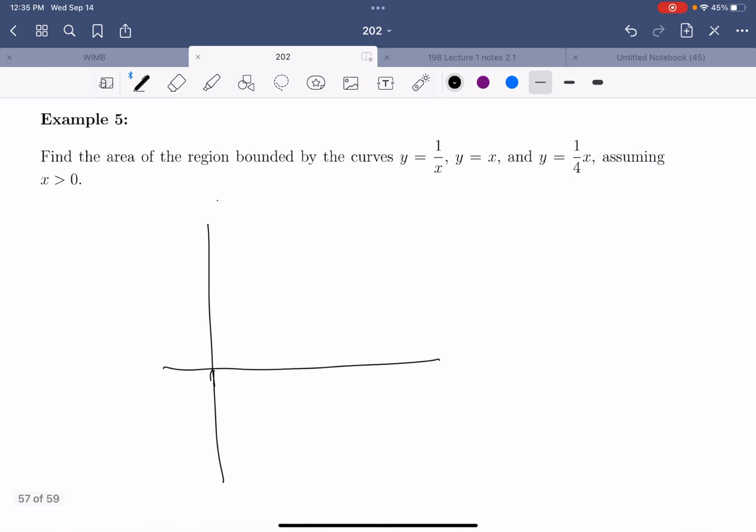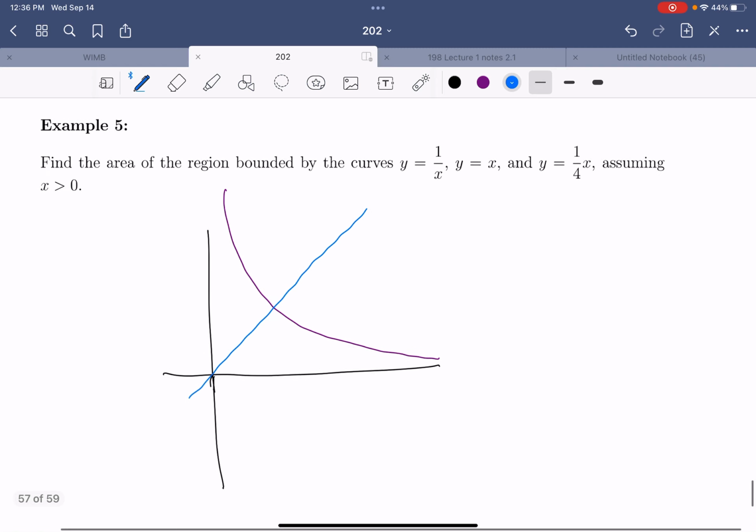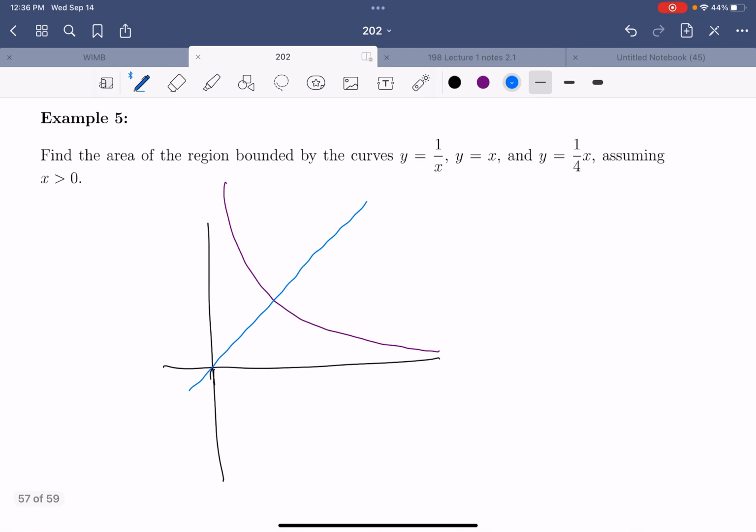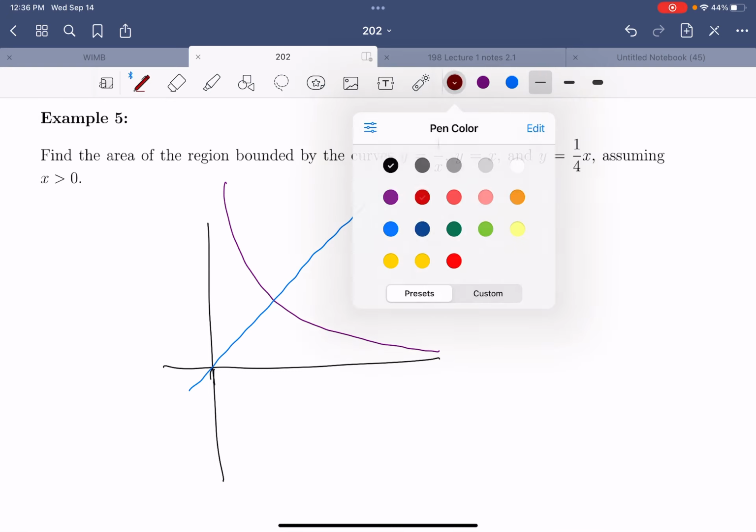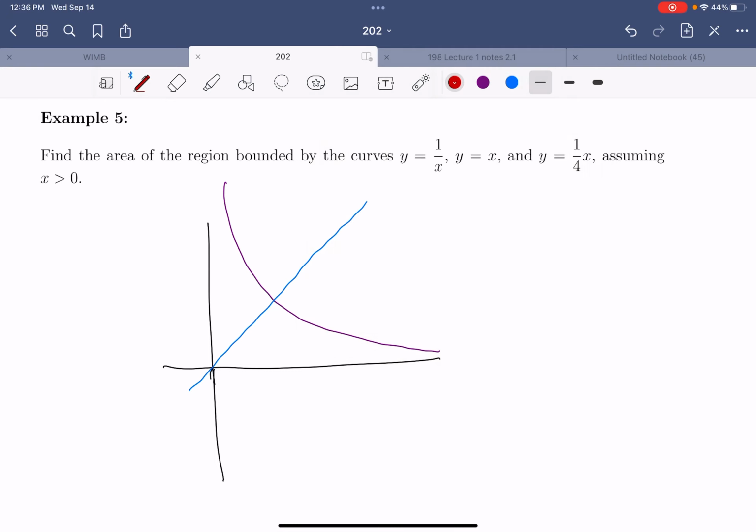So 1 over x looks something like this, and let me do it in color. So purple function. Y equals x is this one. And 1/4 x is going to be, that's a slope of 1/4. So if we start at 0, I'm going up 1, right 4. So it's going to go more like this.